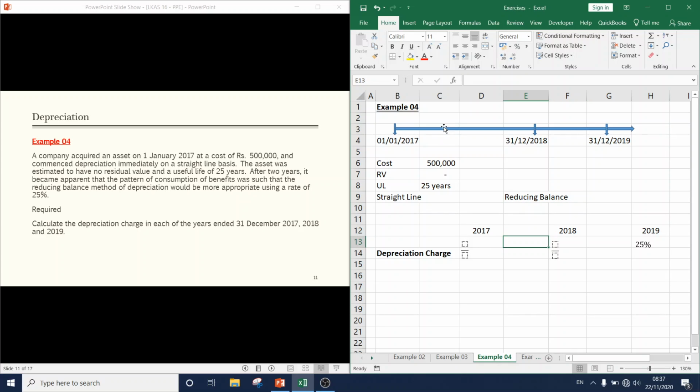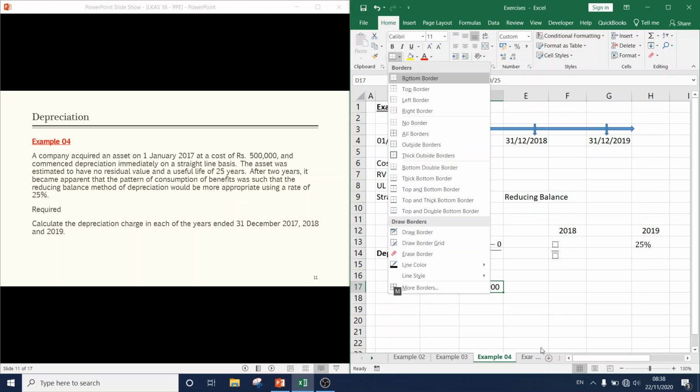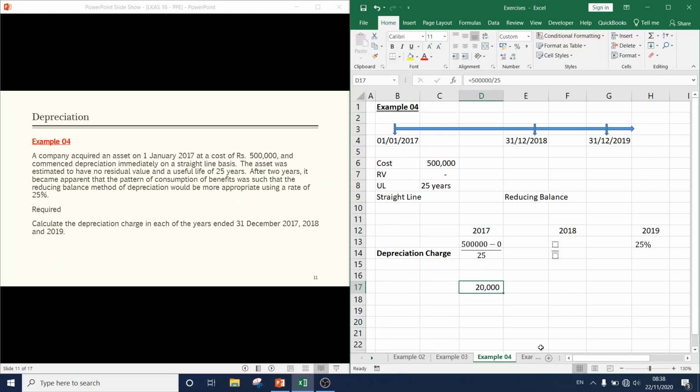2017, from 1st of January to 31st December. Cost of the asset is 500,000. Residual value is nil, therefore the depreciable amount equals the cost of the asset, and our useful life is 25 years. It means 500,000 over 25. So this should be the depreciation charge for the year ended 31st December 2017.